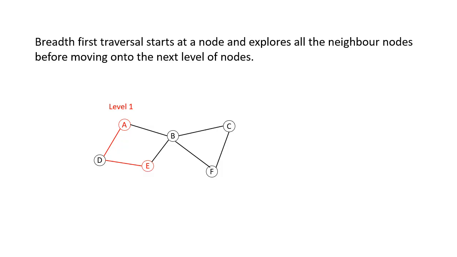From node D, we will visit node A and E, so we can consider these to be the level 1 nodes. Then from here, we visit node B, which we can consider to be a level 2 node. Finally, we can visit C and F. So in this way, you can see the order in which the nodes have been visited.